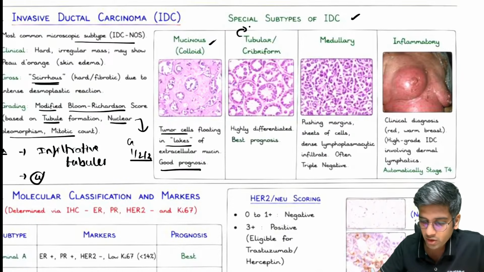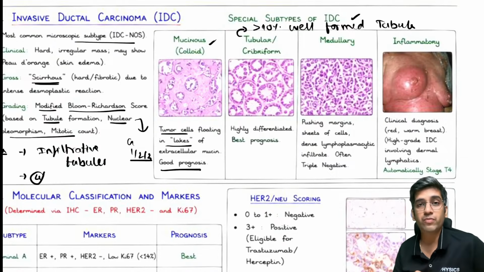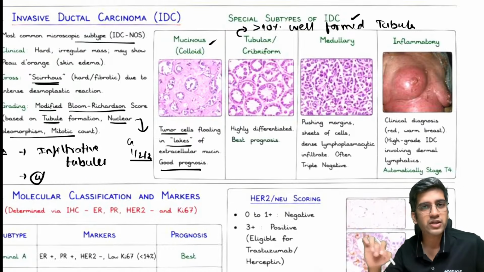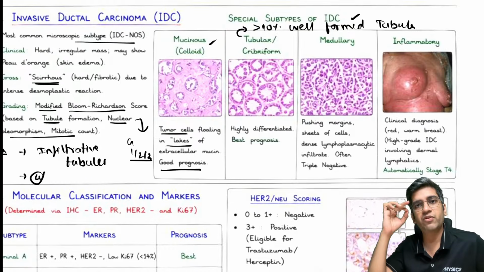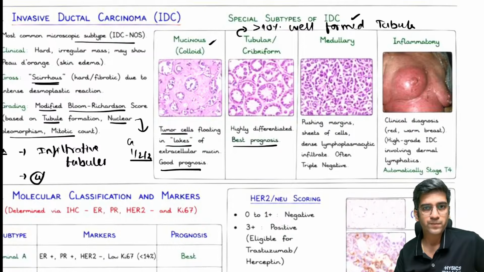Tubular cancer will have more than 90% well-formed tubules. Very less pleomorphism. Good or bad? Obviously good, right? They are very good, very well differentiated tumors. Cribriform, same finding. You'll have the cookie cutter appearance. Cribriform DCIS is also good for us. Cribriform IDC is also good for us. Fine. They also have good prognosis.